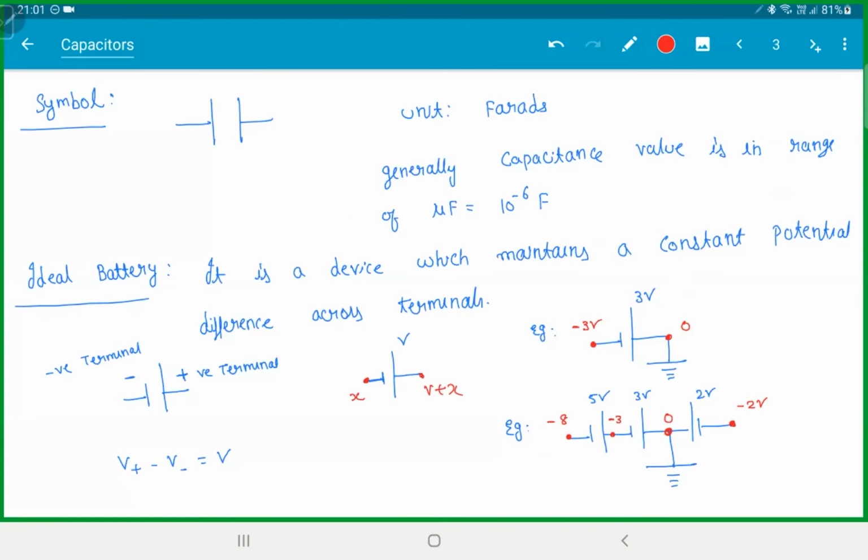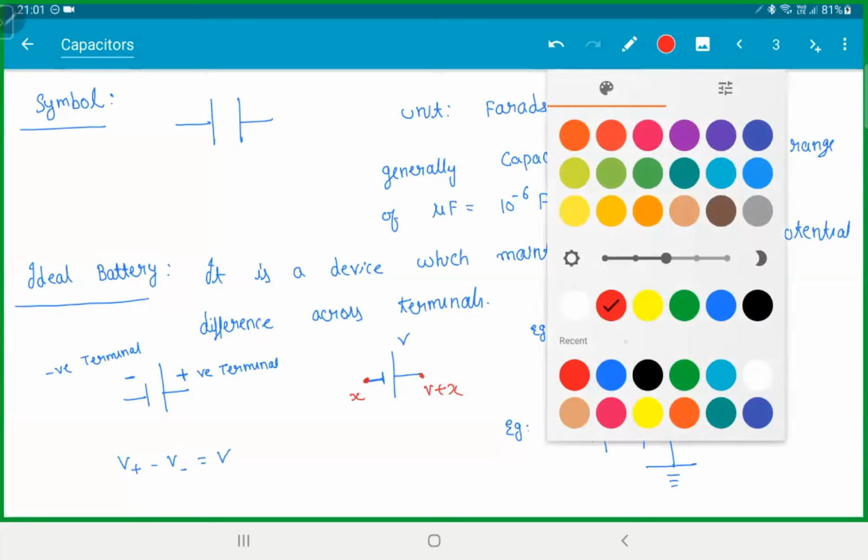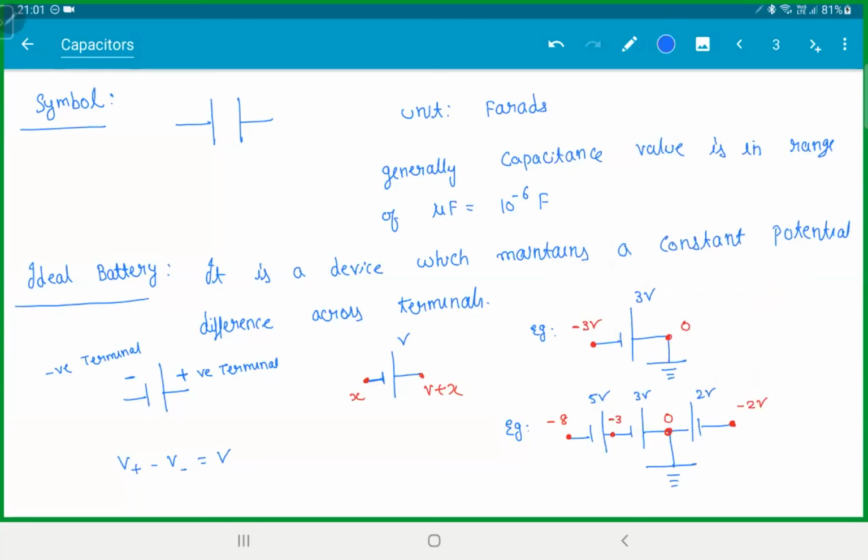So a battery maintains a potential difference. A battery does not make zero potential. Battery doesn't care. You can ground something and make it zero. A battery simply maintains a constant potential difference. Have a look at this statement here. All clear with this? So this is the main concept of a battery. Whenever you put a battery, you can simply understand it will increase the potential by V.